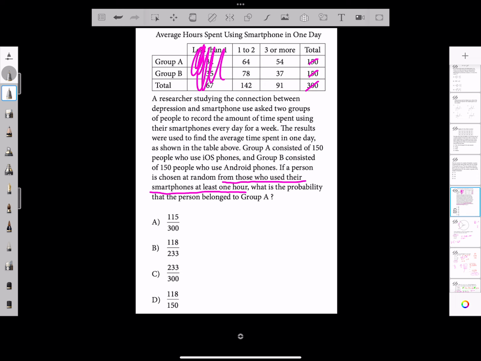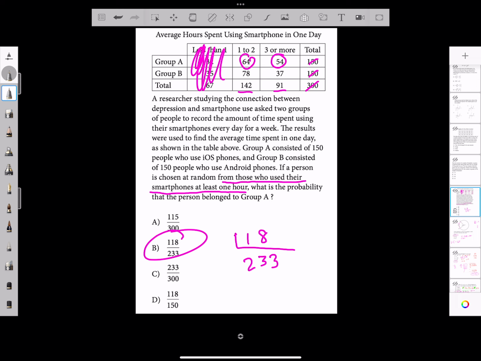What is the probability that the person belonged to group A if we're choosing from one of these people? So now our total should be 142 plus 91. That's the total number of people that were surveyed. So we have 233 total. Remember, part over whole when you're finding probability. So how many of these were from group A? 64 plus 54, which should be 118 out of 233.